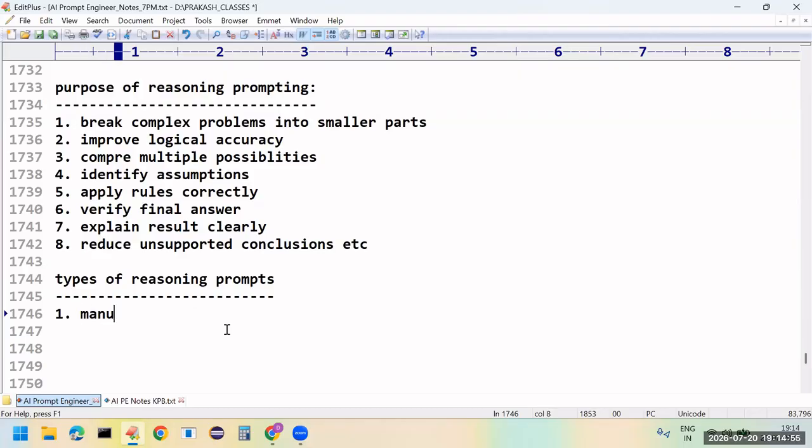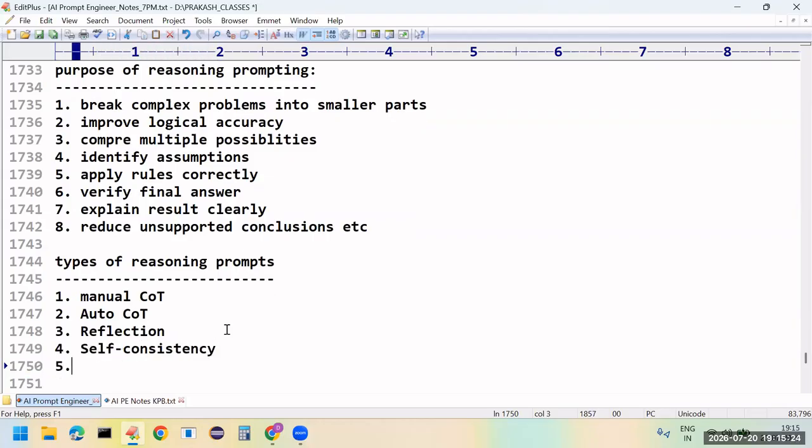One is manual CoT. Second one, auto CoT. Sir, anyone having an idea what is CoT? Full form? Chain of thoughts. Yes, good. Chain of thoughts. Next, we have reflection prompting. After that, we have self consistency prompting. Next, we have tree of thoughts, like ToT prompting.